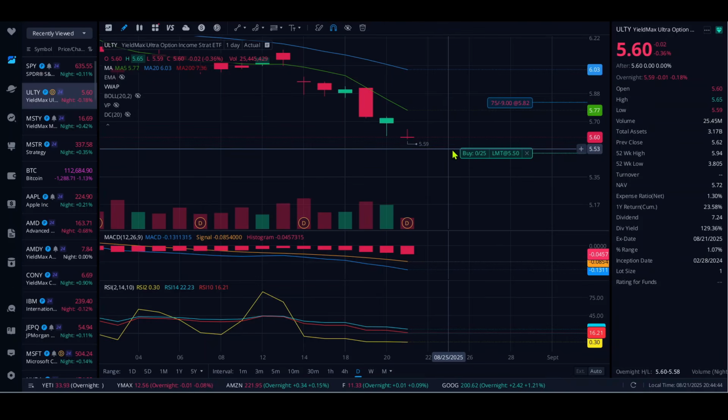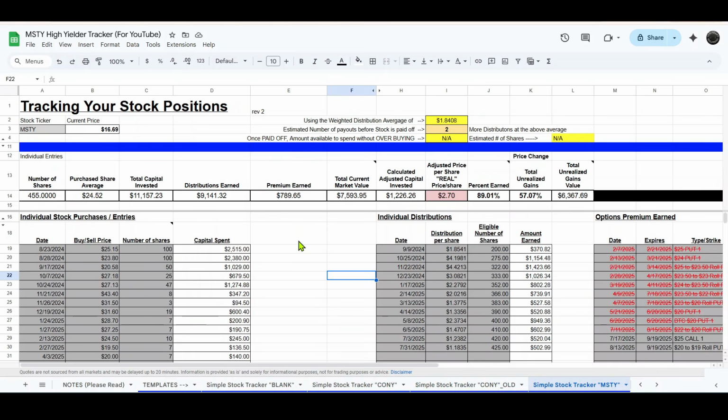So let's just go ahead and jump over to my spreadsheet now and update my MSTY, CONY, and ULTY positions. All right, so here we are on my spreadsheet, and this is the one that I have in the pinned comments and in the description. If you want a copy of it, you can click that link to buy me a coffee, and you will get a link to this sheet so that you can use it to track your positions of any certain stock that you want to track, right?